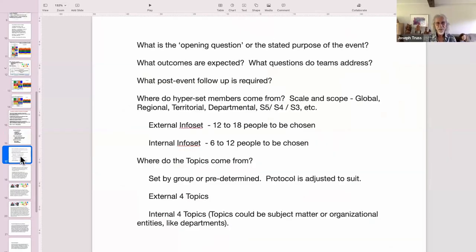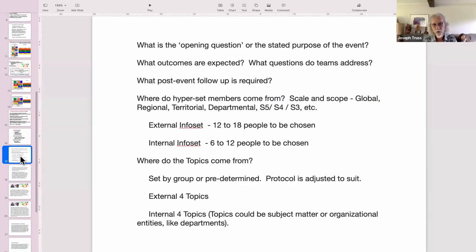So some of the questions that need to be addressed in terms of why would you do a one-day syntegration? What is the opening question or the stated purpose of the event? Is there God? Does God exist? Is a very large open question. What do we do in the next week is a very closed question. So you're using a smaller format in order to deal with a complex problem, but you can't deal with every complex problem with a small solution. So the opening question is going to depend on the number of people and what the outcome is that you want. What outcomes are expected and what questions do the teams address specifically?